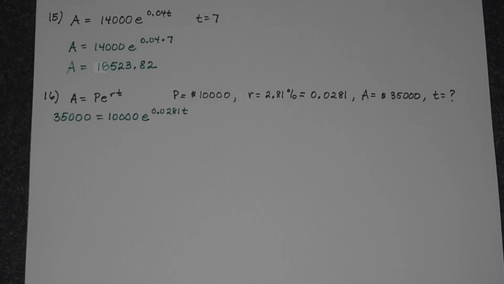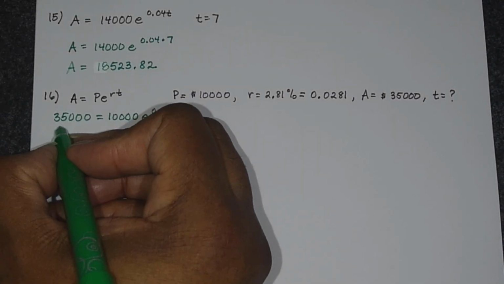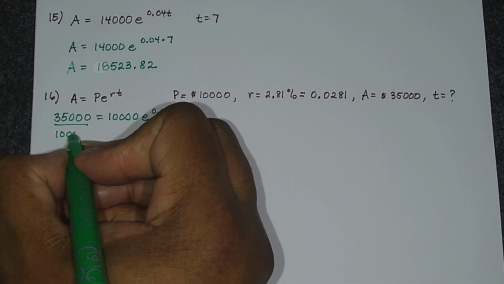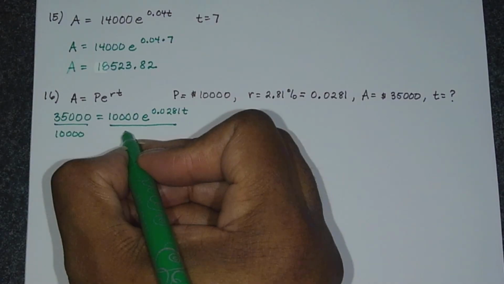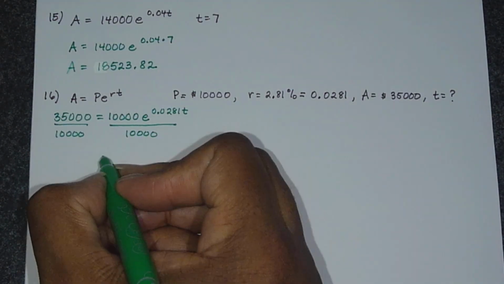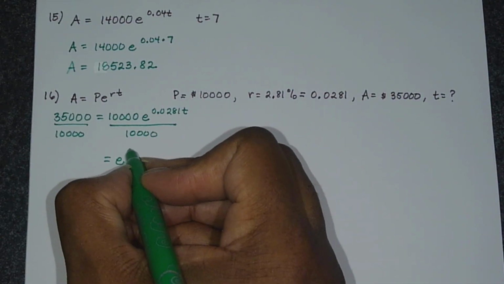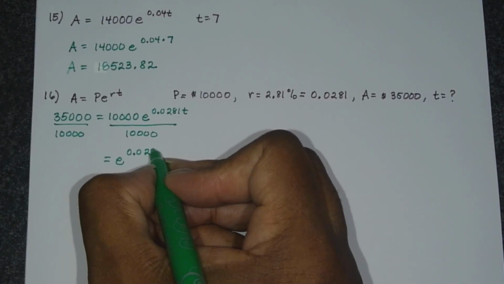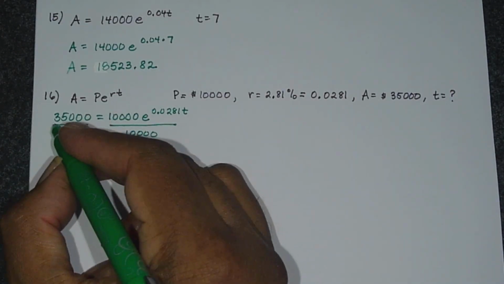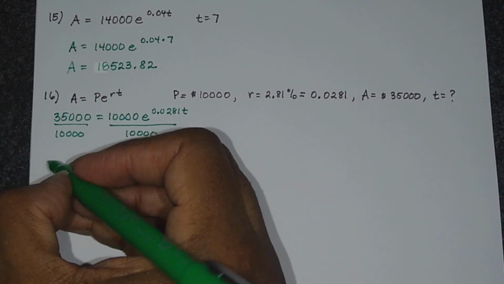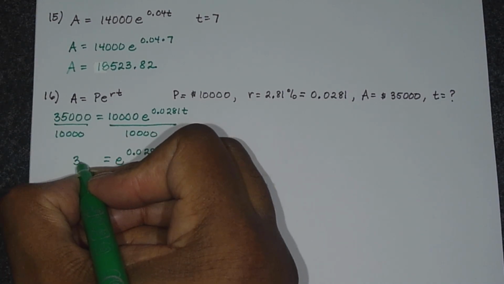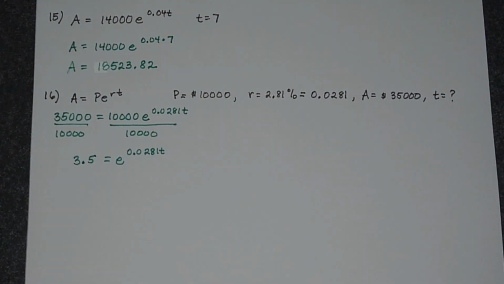Now let's go ahead and get that e to the 0.0281t by itself. We need to do that by dividing both sides by 10,000. So here on this side, I'll have e to the 0.0281t, and that's equal to 35,000 divided by 10,000, which is what? 3.5. Yeah, 35 divided by 10, that's 3.5.